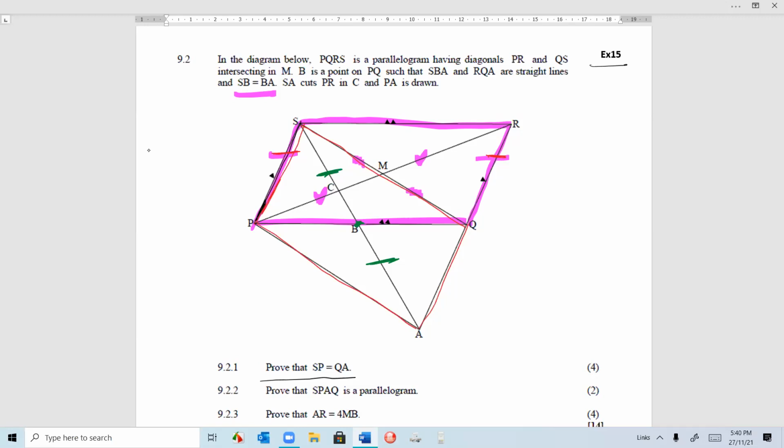Young man, tell us a little bit more about this midpoint theorem. How did you get that from the midpoint theorem? Because they said that SB is equal to BA, we've got a midpoint, then BQ extends to Q. All right, I'm with you. I'm seeing what you're saying. You're actually using the converse of the midpoint theorem. That's what you're using there.